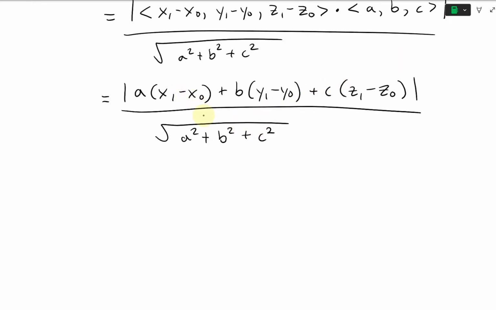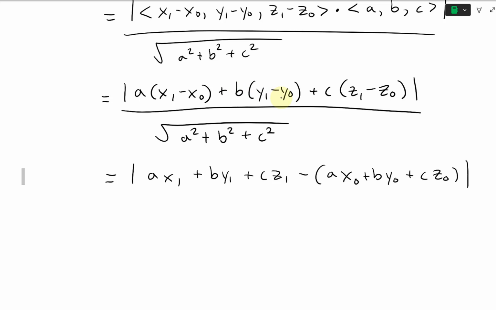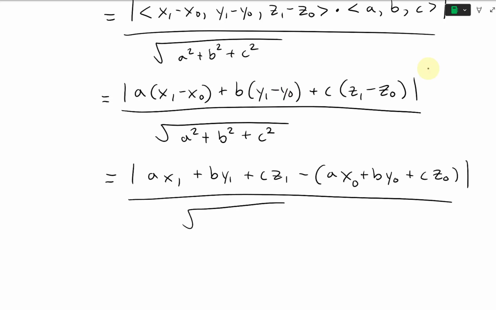So that's what we have, and what's next is, we could simplify this even further. Multiply it out, similar to how we made the linear equation for a plane. So this equals ax1 plus by1 plus cz1, and then minus, putting a bracket, ax naught plus by naught plus cz naught, since we took the negatives out. And again, divide this by the square root of a squared plus b squared plus c squared.